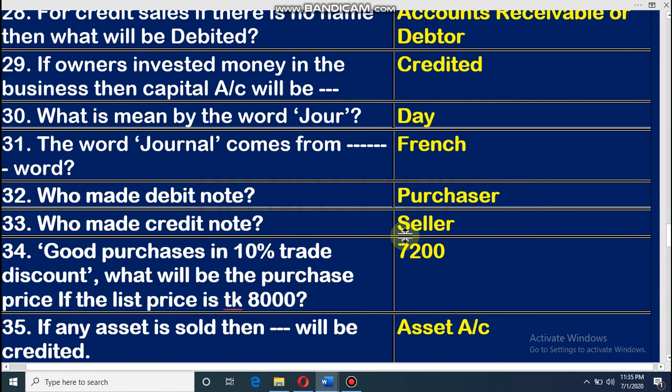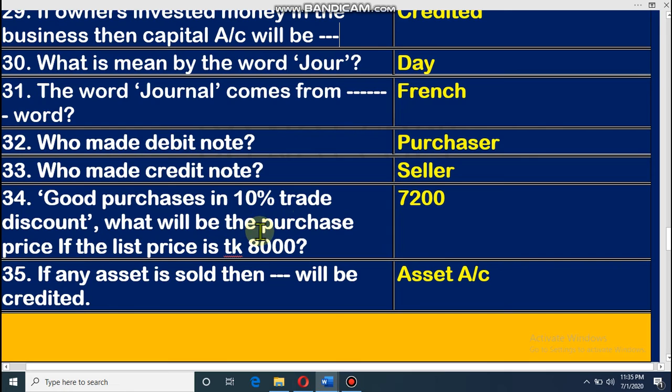Who makes debit note? Purchaser makes debit note. Who makes credit note? Seller makes the credit note. Goods purchased at 10% discount. What will be the purchase price if the list price is 80,000? That means in the shop the price is 80,000, and the seller allows you 10% discount. So we have to subtract 10%. 10% is 8,000. Then the value is 72,000. He offered us 10% discount.